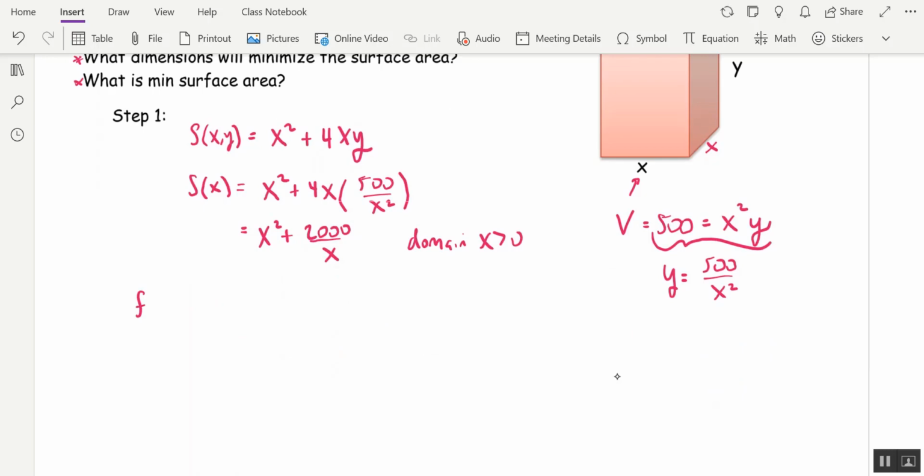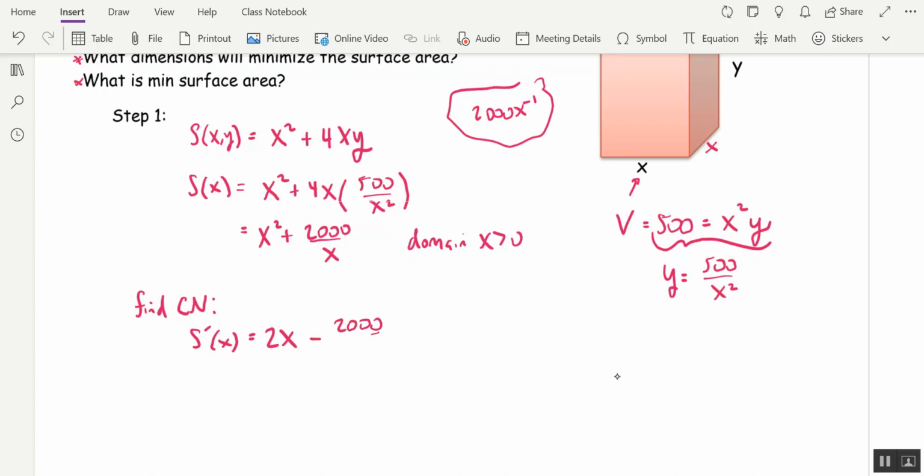Okay, now we're going to find critical numbers. We want to take S prime of x, which is 2x. And then for the next term, 2,000 over x, we want to think of that as 2,000 x to the negative 1. So when we take the derivative, we'll have negative 2,000 x to the negative 2, which is negative 2,000 over x squared. So pause, make sure you follow that.